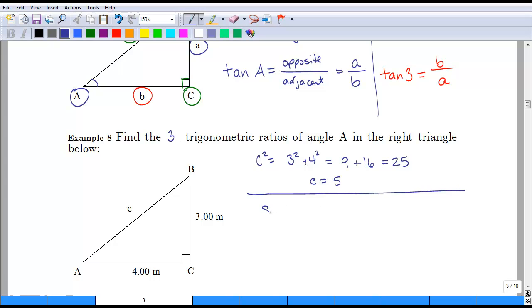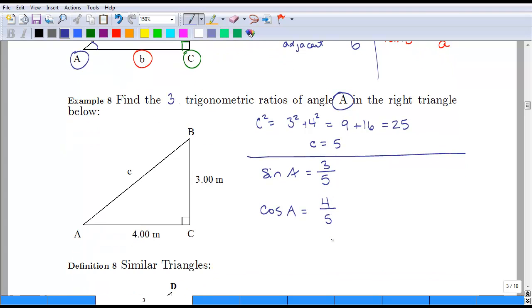And then we can make our ratios. We want to find the sine of angle A it was asking for. In this case, opposite to A is 3, and the hypotenuse we just found was 5. Cosine of A is going to be the adjacent side, which is 4, divided by the hypotenuse we just found to be 5. And the tangent of A is going to be the opposite, which is 3, divided by the adjacent side, which is 4. And so those are the 3 main trig ratios. We'll talk about 3 others here on the next page.